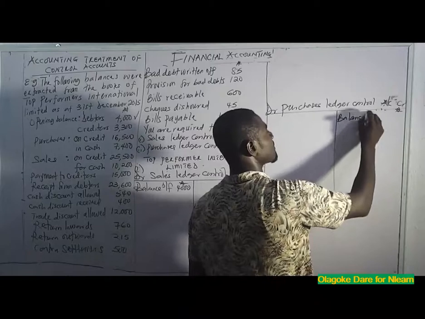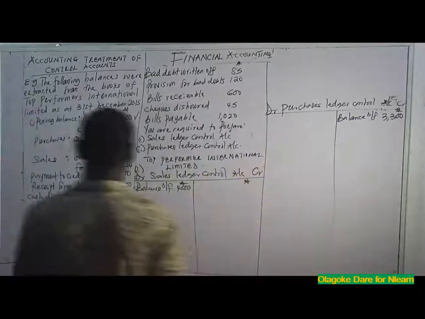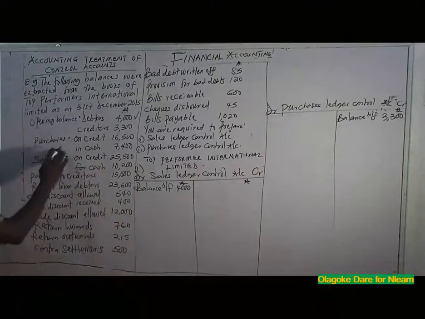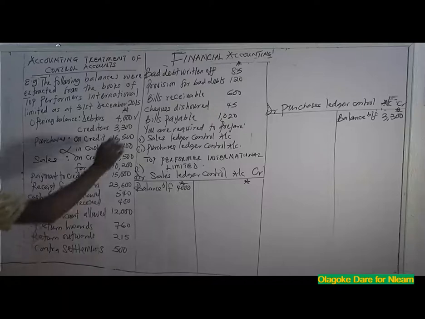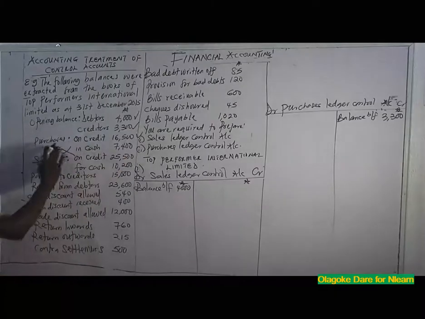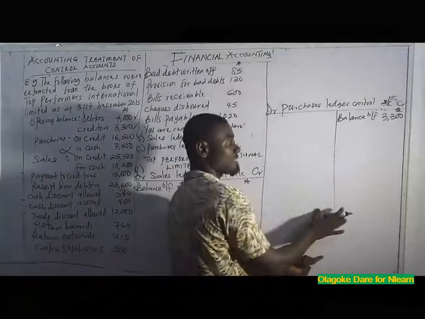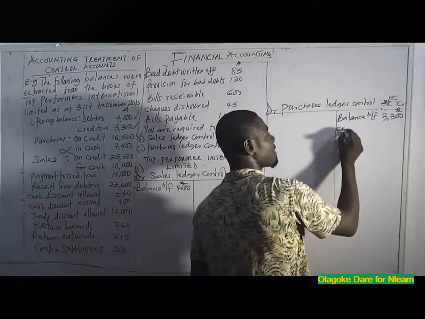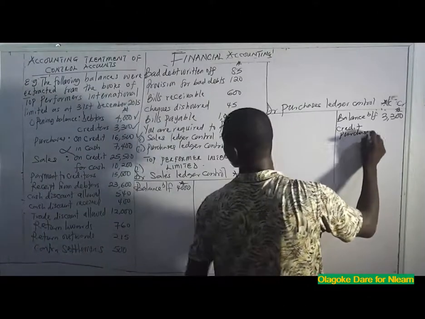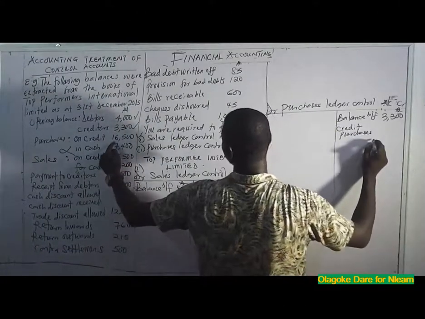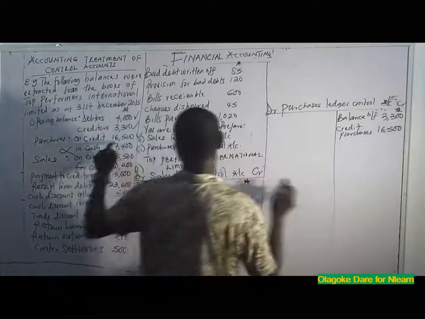Balance brought forward, which is 3,300. Then we have purchases on credit and in cash. We don't need cash purchases, but we use credit purchases, which has to do with the purchases ledger. It's going to increase the debt. We have credit purchases, which is 16,500.